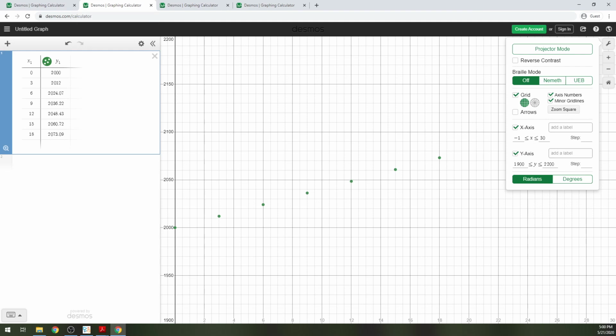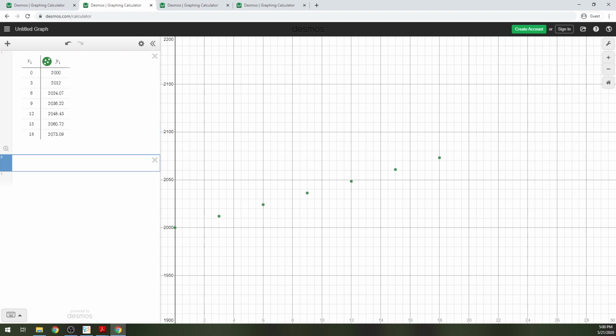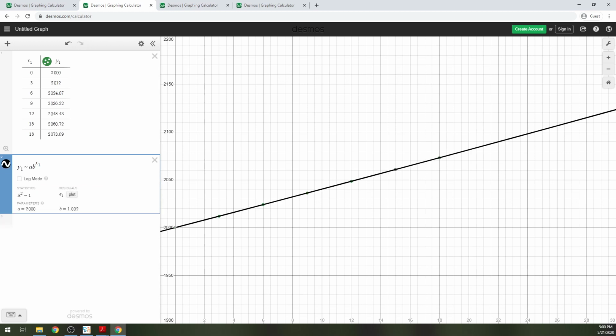So you're not going to get that exponential growth until a little bit later. Well, you still get exponential growth, but it's a little bit harder to see until the numbers get a little bit larger. So in this case, again, same thing. So we have y1 tilde a b to the x1.